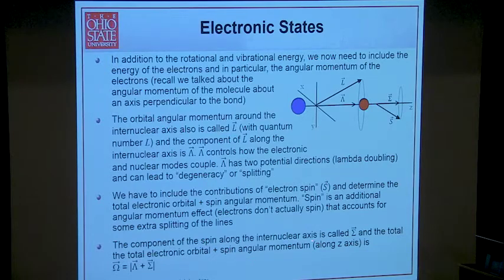So that our total electronic orbital plus spin angular momentum. So think about this. Our total, if you will, angular momentum along the z-axis we'll call omega, and that's going to be lambda plus sigma. Okay, so hopefully this diagram kind of tells you all the different components. So ultimately what we want to do is look at this angular momentum.